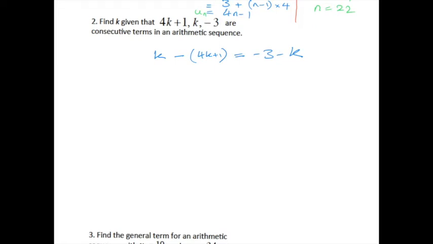Now what can we do? Solve it. Let's solve it for k. You go ahead, I'll go ahead.